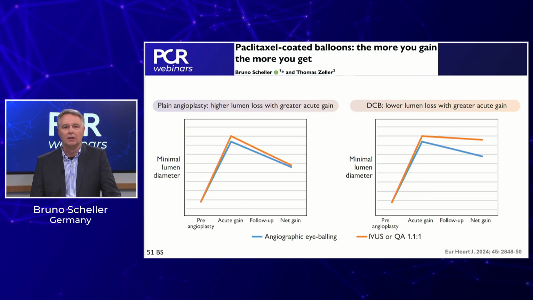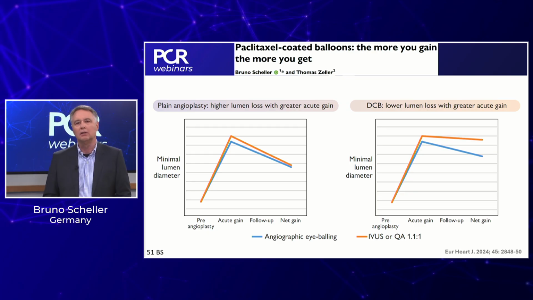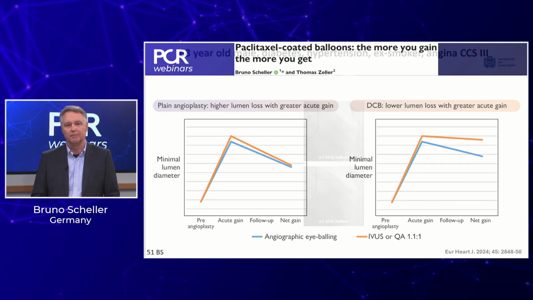And this leads us now to this new axiom in angioplasty-based treatment. It's not anymore the more you gain, the more you lose. Now, if we do adequate sizing, if we have controlled dissections, we can further reduce late lumen loss, and the more you gain, the more you get. And that's really new for this therapy.